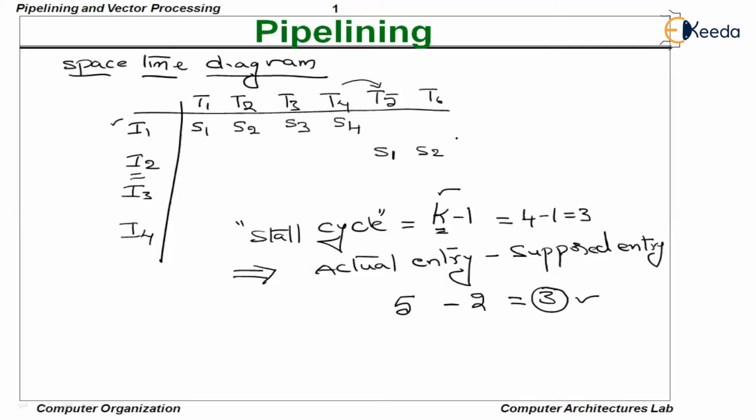When you draw the space-time diagram, it will be pretty much clear. So you can clearly calculate without using any formula at all, because it has to enter in S2, right? S2, S3, S4. For 3 clock cycles, there will be a gap. So the stall cycles will be equal to 3. A stall cycle is a cycle in which there is no operation getting performed in the pipeline.